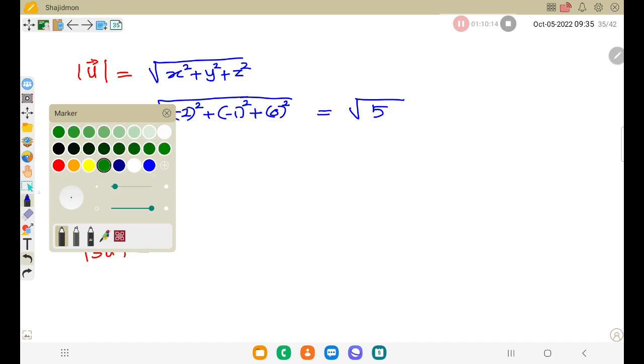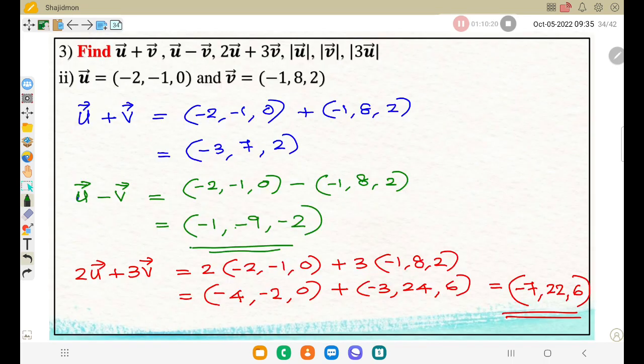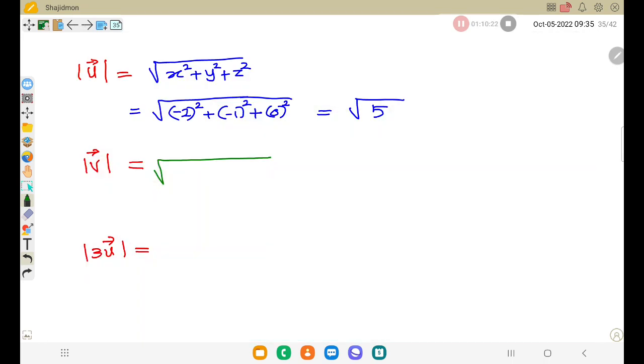Now we calculate the absolute value of v. So root of the same x square plus y square plus z square. Here the vector is (-1, 8, 2). So minus 1 power 2 plus 8 power 2 plus 2 power 2. Okay, we can check the calculator. Minus 1 power 2 means plus 1. 8 power 2 means 64. 2 power 2 means 4. So you will get root 69.